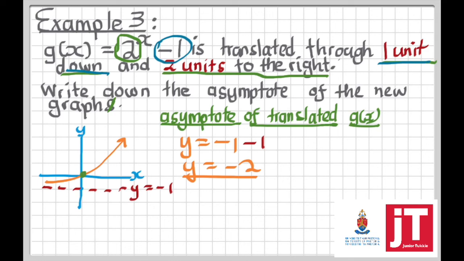One might wonder, but why did we not make use of the 2 units to the right? It's simply because the 2 units to the right will not affect your asymptote. If you shift this whole graph, any graph, to the right or to the left, it will not affect the position of your horizontal asymptote.